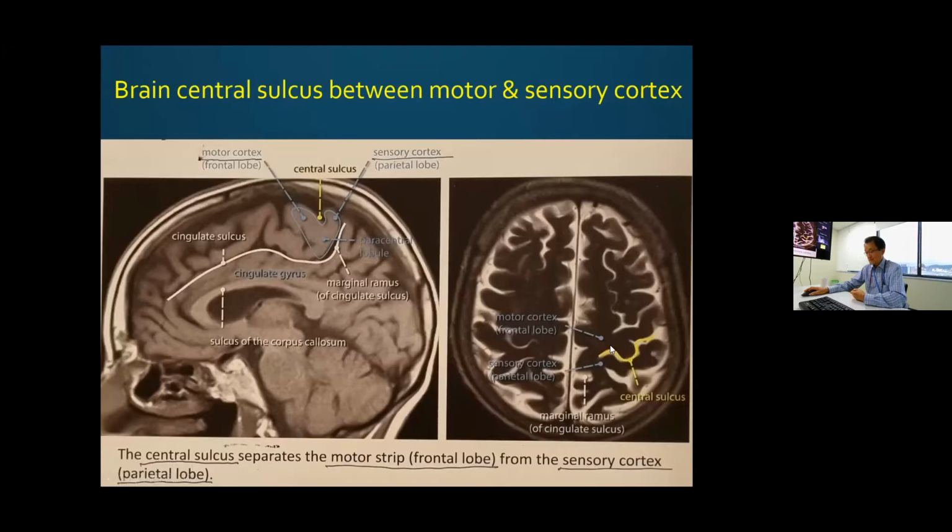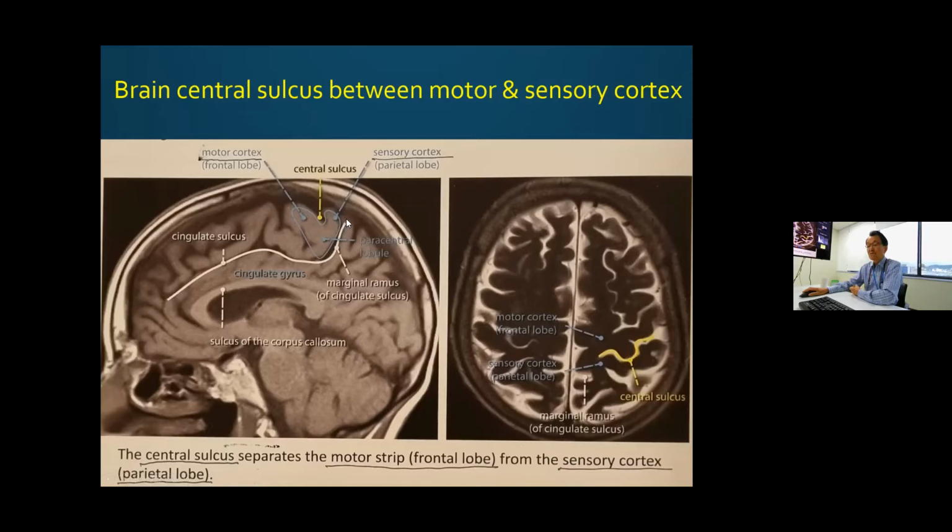Motor cortex. And behind the central sulcus is the sensory cortex. So when you do a PET scan with radiolabeled water, you can also exercise or give some kind of sensory stimulus, and you can expect to see increased activity in either the motor cortex or the sensory cortex. So this is the anatomy you have to recognize.